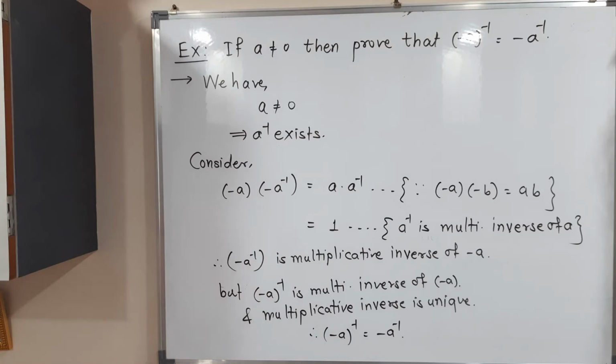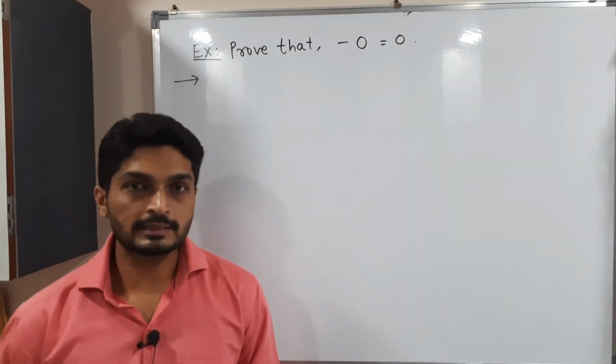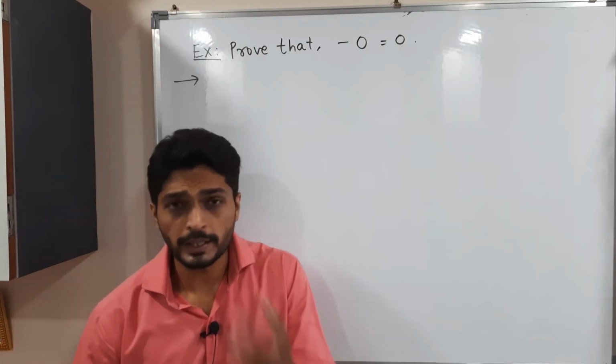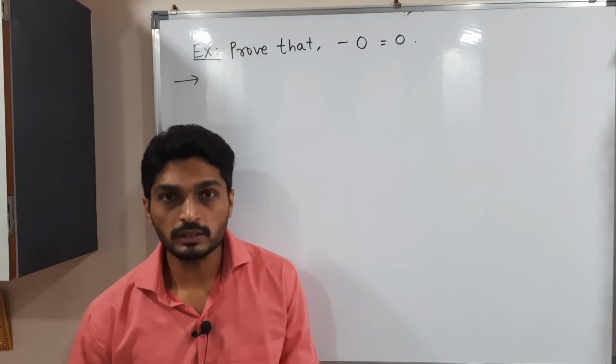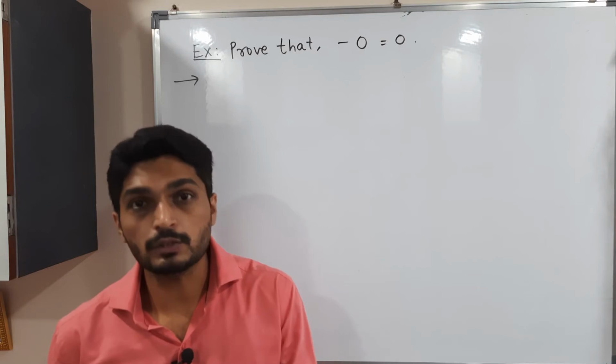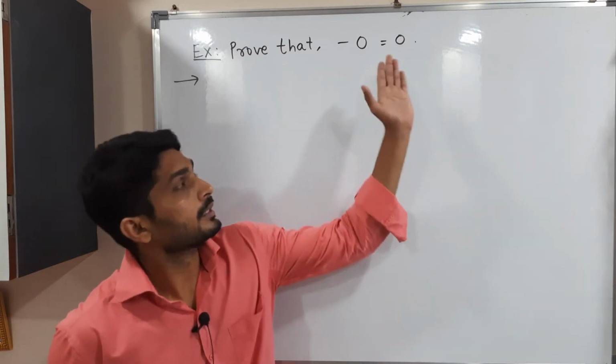Make a screenshot of it. After that we'll go for the next example. Let us discuss this next example: −0 is equal to 0. Maybe you will think it is very obvious. Getting? But using the results which we have studied, using the properties which we have seen, we are going to use them to prove this one.